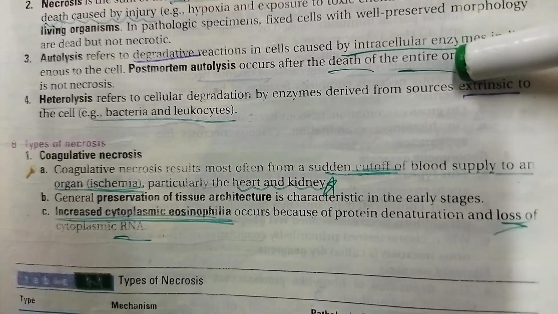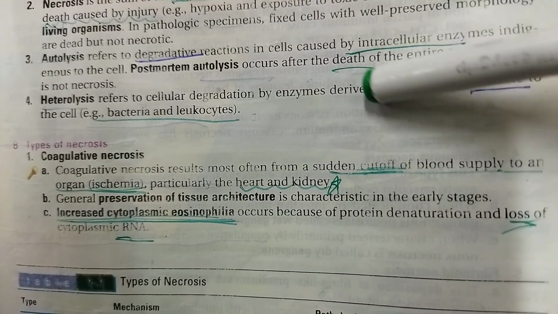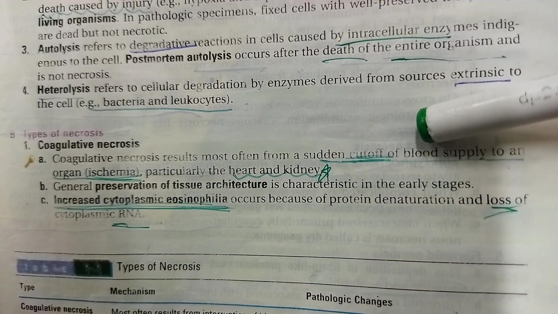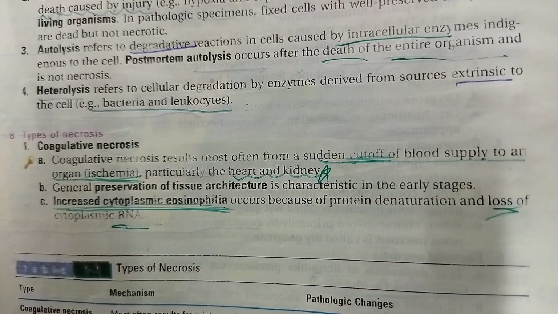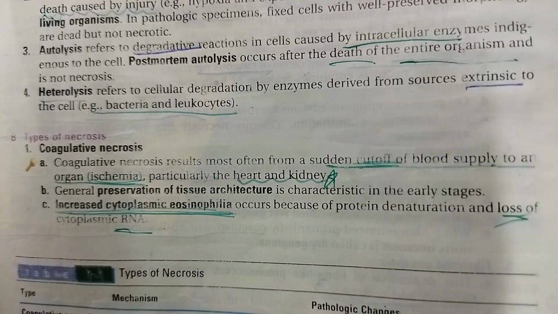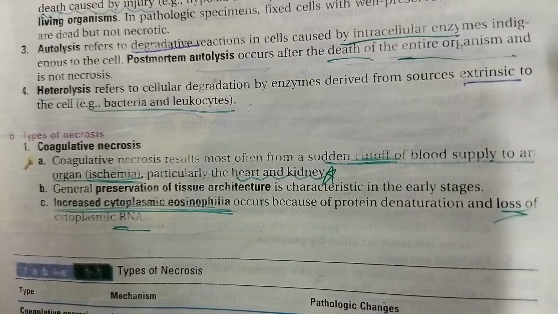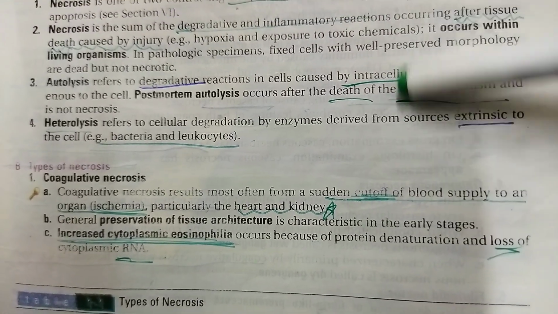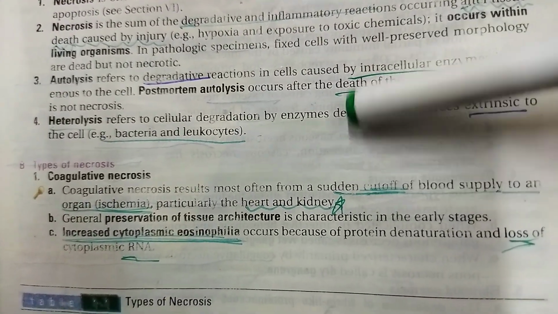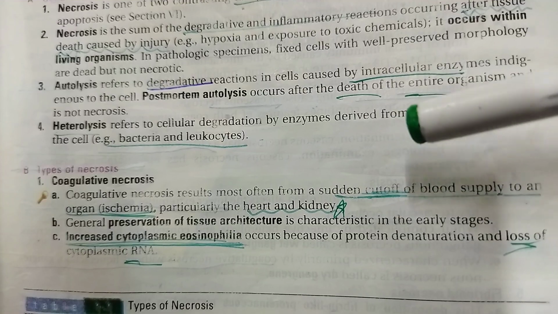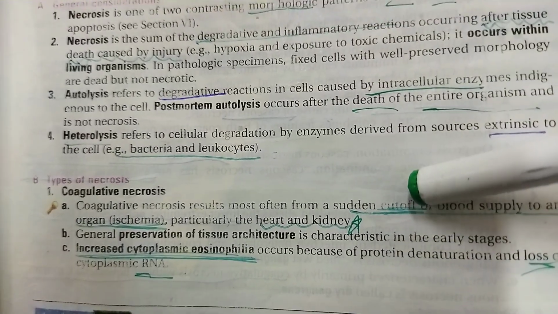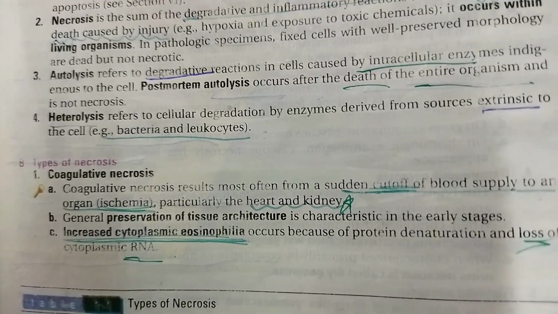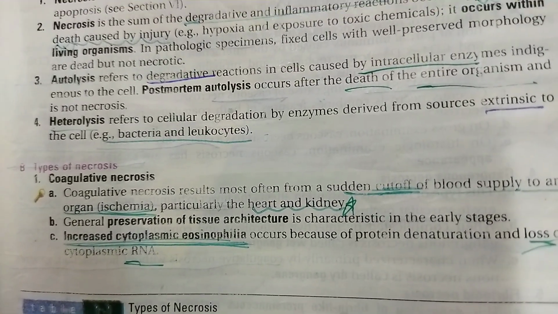Postmortem autolysis. Here it refers to the death of the entire organism. Okay, while heterolysis is caused by extracellular enzymes or sources extrinsic to the cell. For example, bacteria and leukocytes. These were the main differentiating features between necrosis, autolysis, postmortem autolysis, and heterolysis. Heterolysis means extrinsic to the cell. Autolysis, intracellular, means on itself.